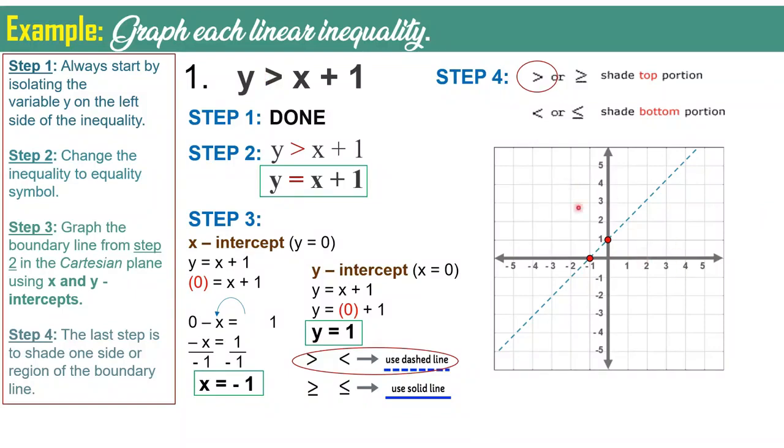Which of these two is the top portion? Of course, this one. So we will shade this part. Therefore, the solution of this inequality is the shaded part excluding this line because we used the dashed line.